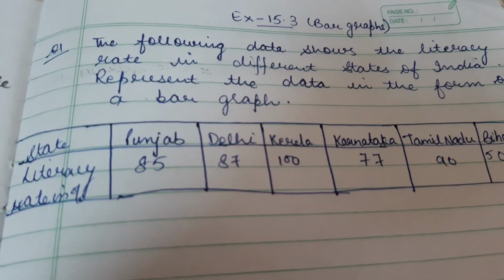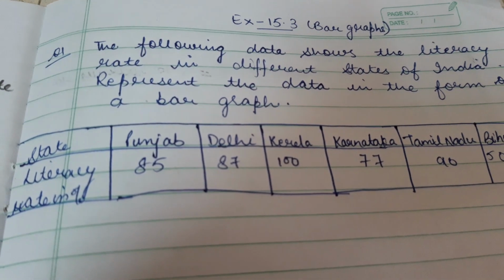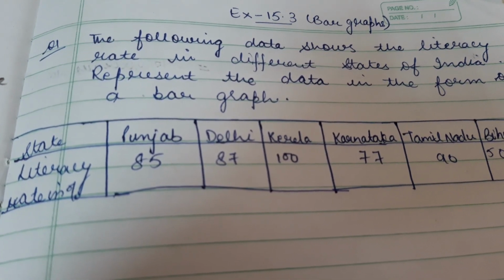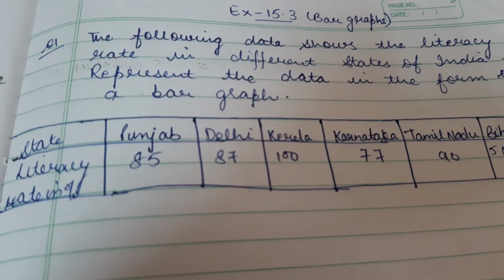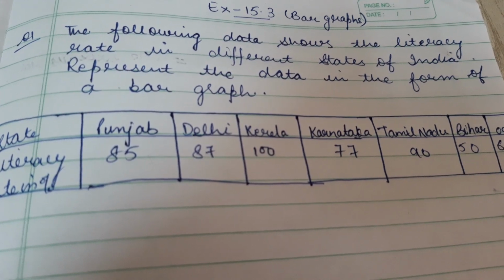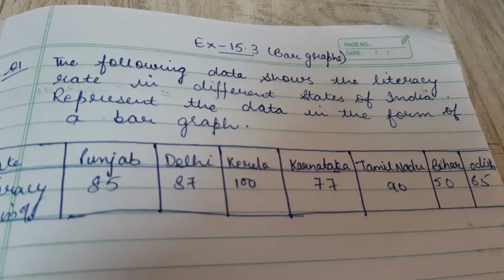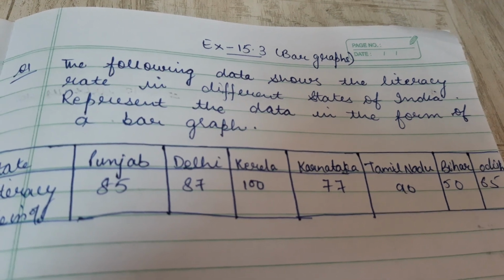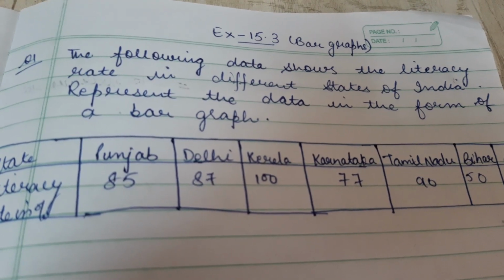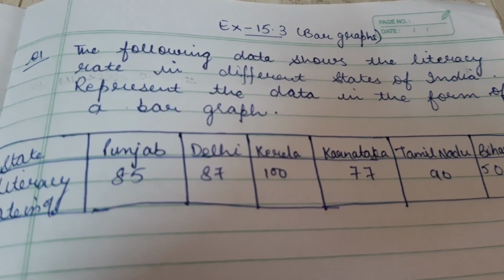So the percentage is given to you. Punjab 85% people are literate. Delhi 87%. Kerala 100%. Karnataka 77%. Tamil Nadu 90%. Bihar 50% and Odisha 65%. So this is the data given to you. Using this data you have to make a bar graph.